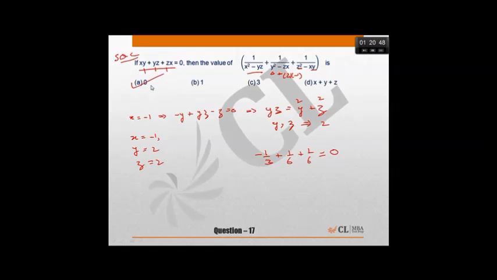Correct answer has to be choice A, but these two are ruled out. But what is X plus Y plus Z? X plus Y plus Z is minus 1, 2, 2, 4 minus 3, equal to 3. So again incorrect.